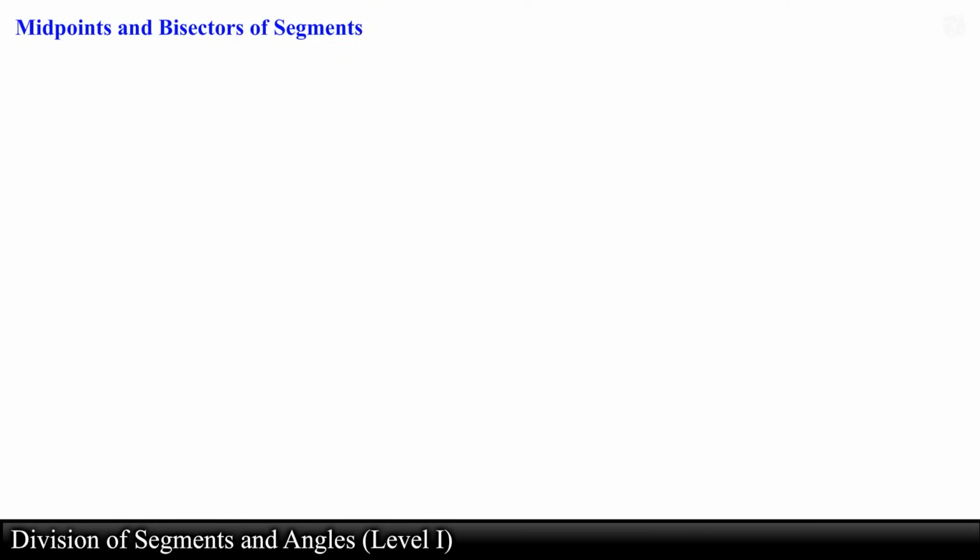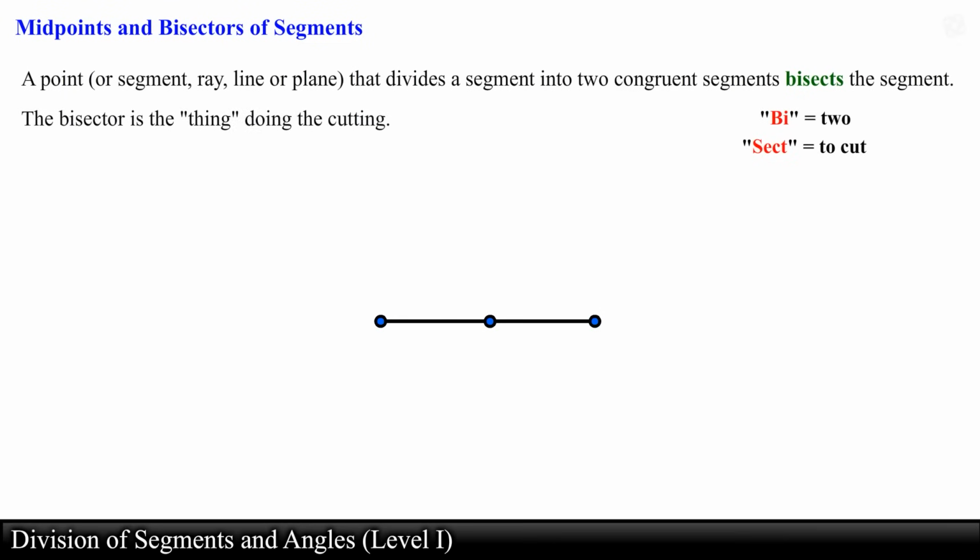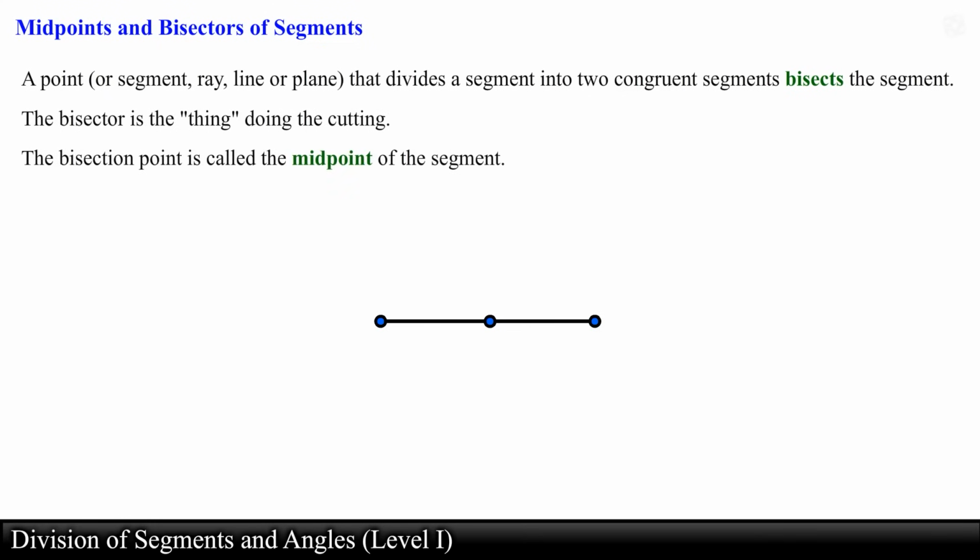In geometry, we often work with segments that are divided in half. A point or segment, ray, line, or plane that divides a segment into two congruent segments bisects the segment. Bi is a prefix that means two, and sect means to cut. In this sense, the bisector is a thing doing the cutting. The bisection point is called the midpoint of the segment.